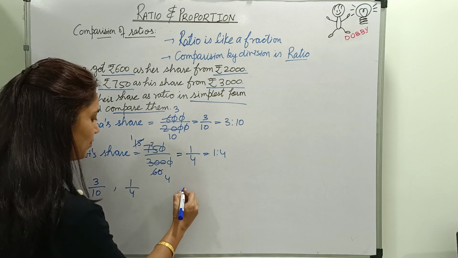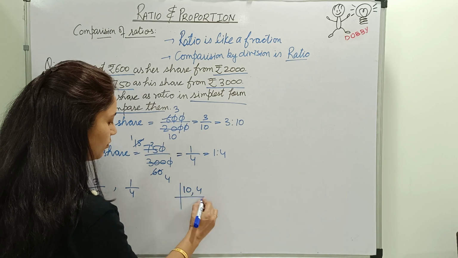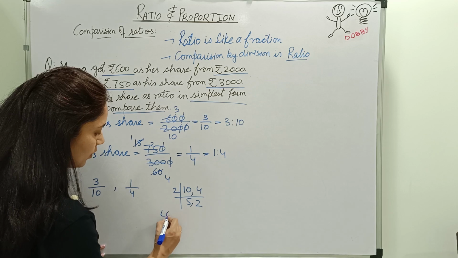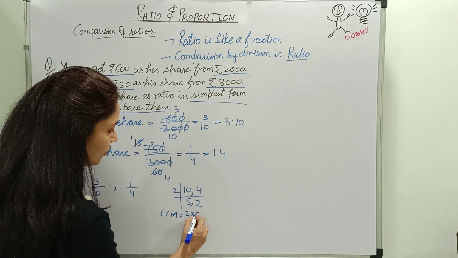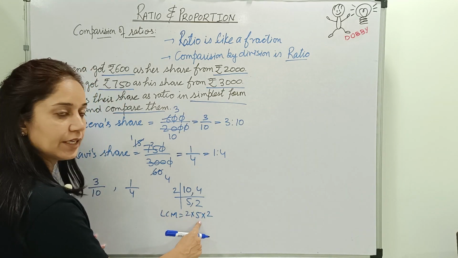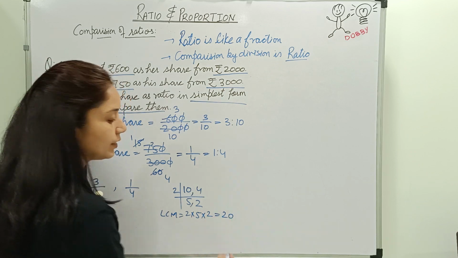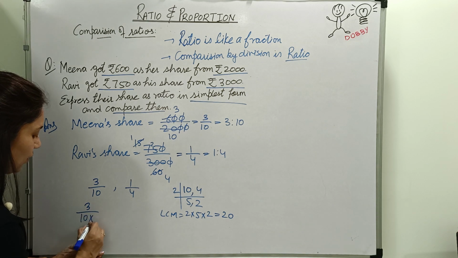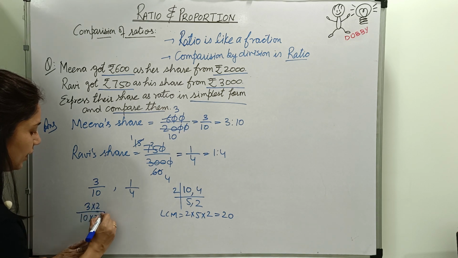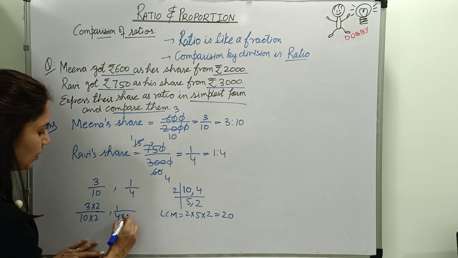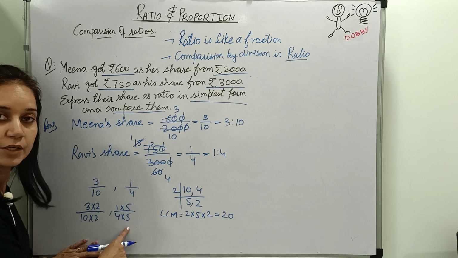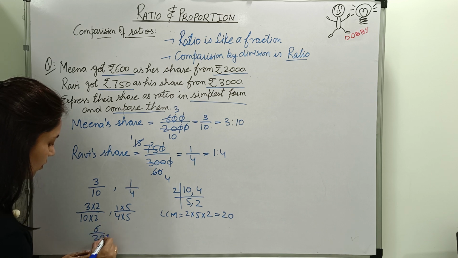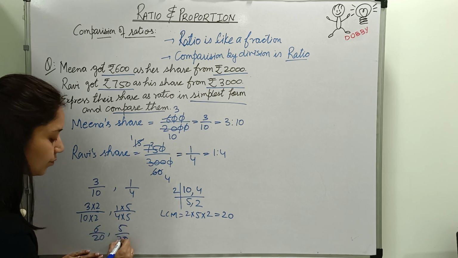Okay. So the LCM of 10 and 4. 2 5s are 10, 2 2s are 4. No further. So the LCM equals 2 times 5 times 2. 2 5s are 10, 10 2s are 20. 20 is the LCM. Now going back to the question. 3 upon 10 multiplied by 2 gives you denominator 20. 1 upon 4 multiplied by 5 also gives you denominator 20. Further, 2 3s are 6 upon 20, and 5 upon 20.